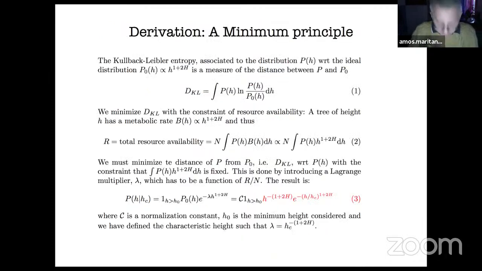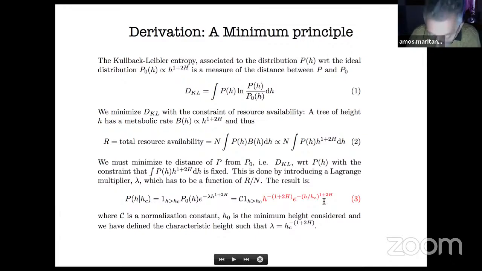So in order to understand why the finiteness of the resource availability impacts the ideal distribution, one has to use a minimum principle. So we say that the true distribution, this P of H, has to be as near as possible to the ideal one, taking into account that the total amount of resources has to be finite. So if we impose that the total amount of resources has to be finite, and this is equation 2, and we want to minimize the distance of the real distribution from the ideal one, after some calculation, we find that the distribution of height is the ideal one, which is the red here, times the exponential.